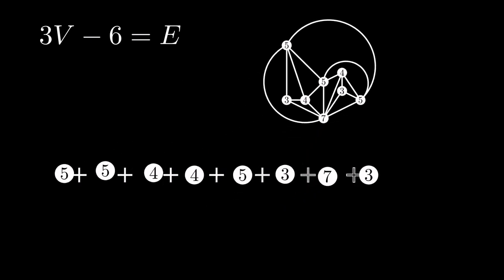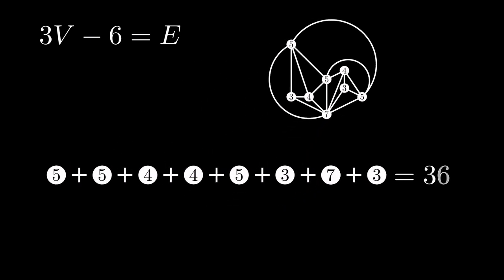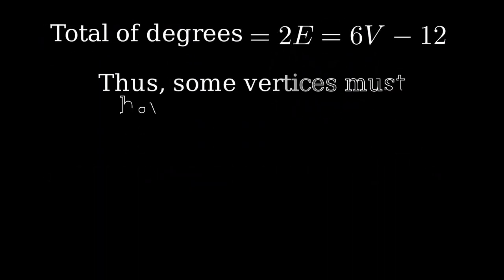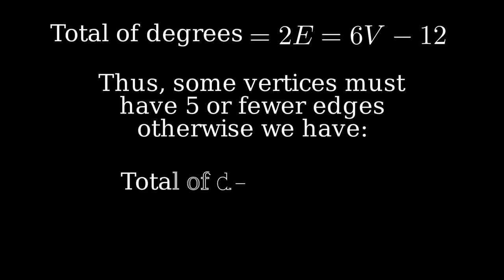The sum of the degrees of all the vertices is the number of times in the graph where an edge meets a vertex. Since every edge on a graph goes between 2 vertices, this is 2e, or 6v minus 12. So we know the sum of all the degrees of all the vertices in the graph together is 12 less than 6 times the total number of vertices. This means some vertices in the graph must have 5 or fewer edges. If they all had 6 or more, the sum of the degrees would be at least 12 too big.